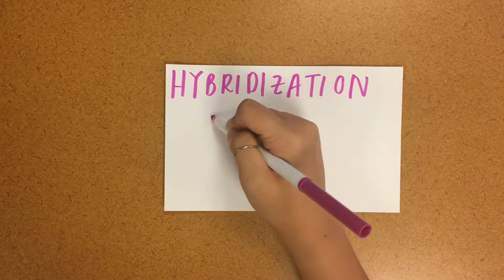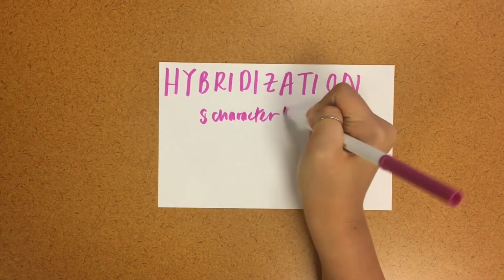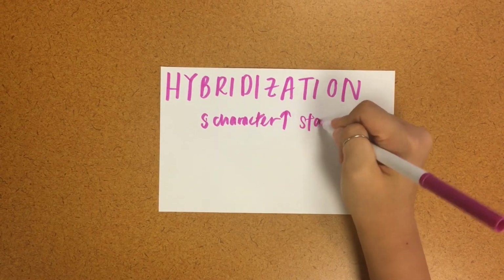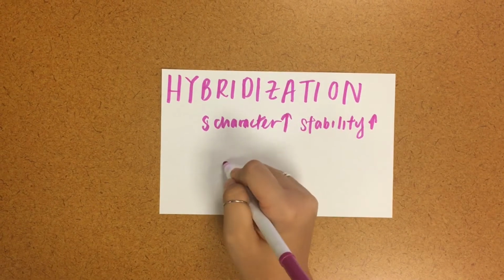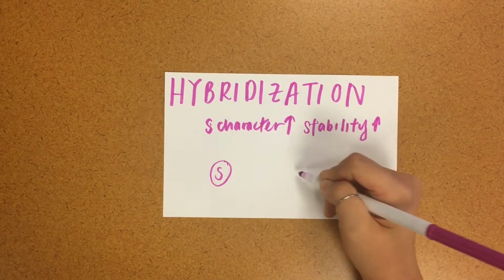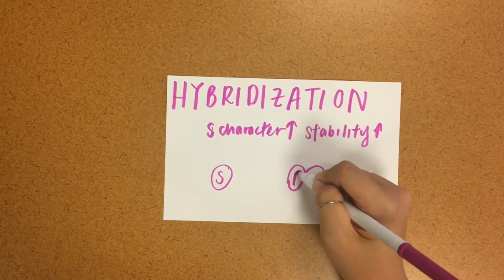Atoms that have hybridization with greater S character are lower energy, and a lower energy state molecule has greater stability. Electrons in s orbitals are closer to the nucleus because s orbitals are spherical and more compact than p orbitals, which makes them lower energy.